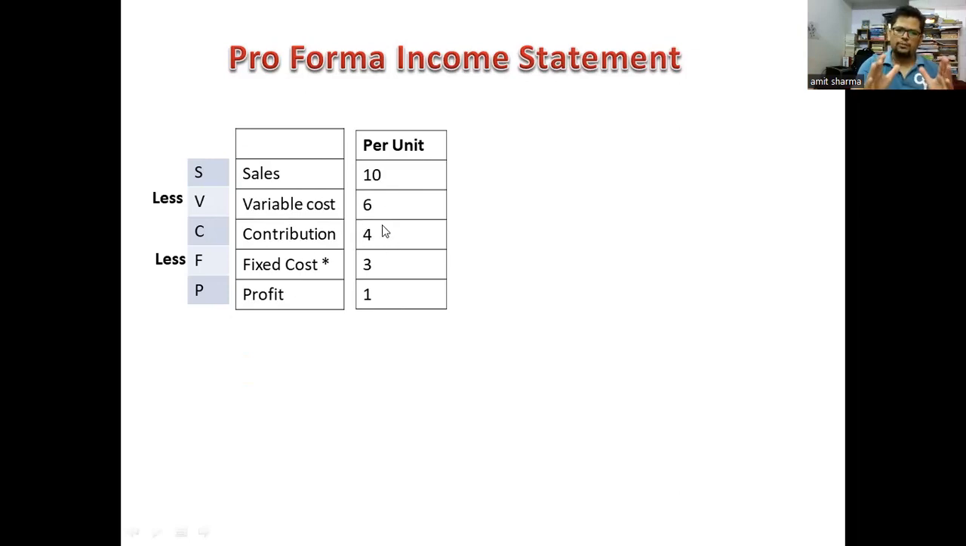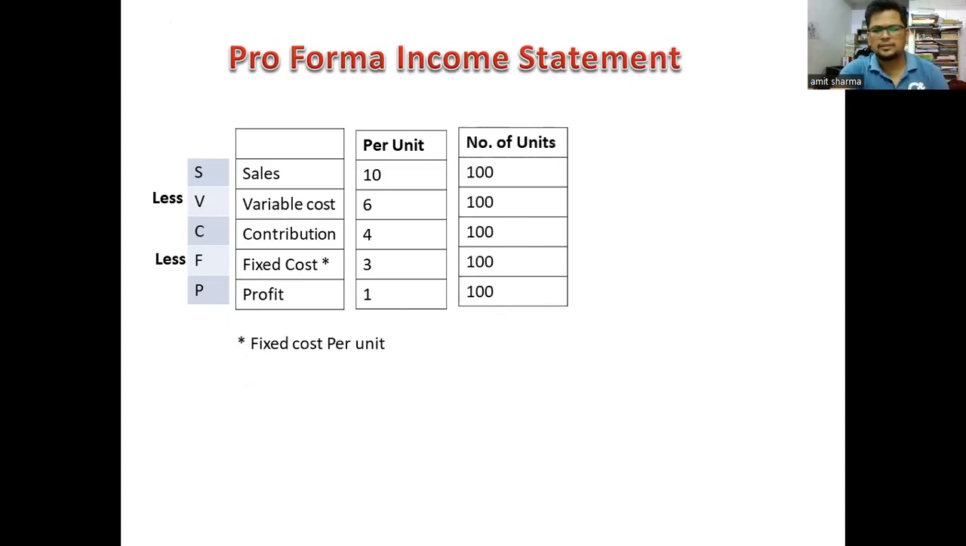So the contribution is ₹4, and you can see that the profit plus fixed cost is the same amount. That means the contribution is sales minus variable cost, but we can also calculate contribution by adding fixed cost and profit. So we have the formula: sales minus variable cost equals contribution, and contribution equals fixed cost plus profit as well.